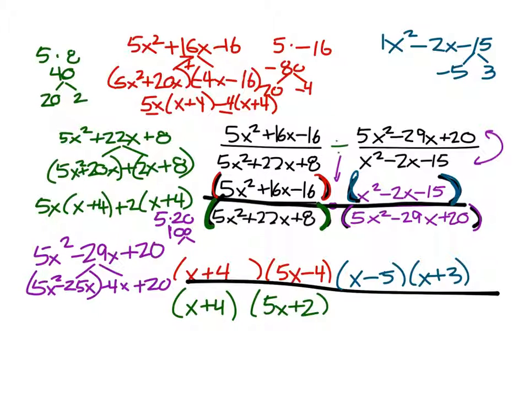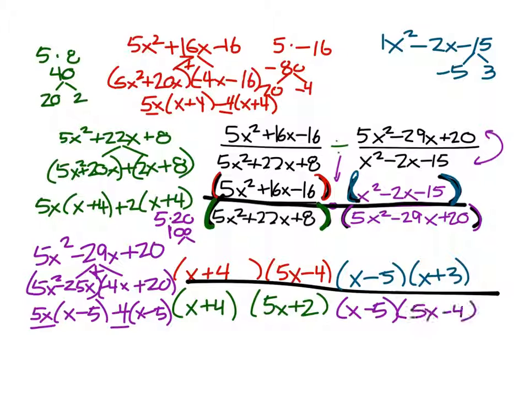So from 5x squared minus 25x, I can factor out 5x, leaving me with x minus 5. And from this negative 4x plus 20, I can factor out a negative 4, which leaves me with x minus 5. So from there, I can factor out the x minus 5, and that would be multiplied by what's left, 5x minus 4.